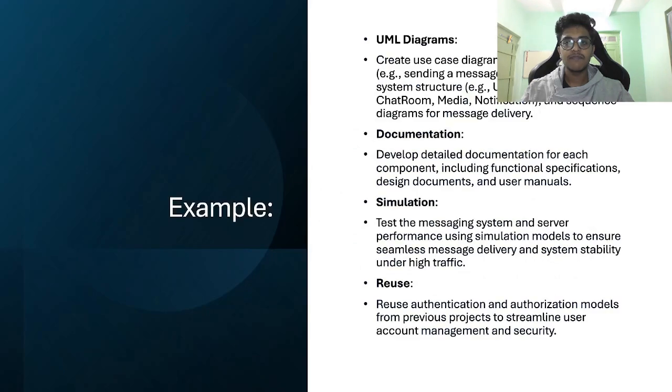So moving on, we have an example. This example is again based on the same chat model development itself. So here you are creating a use case diagram for user interactions, that is sending messages, a class diagram for system structure, that is user, message, chat room, media, notification, and a sequence diagram for message delivery.